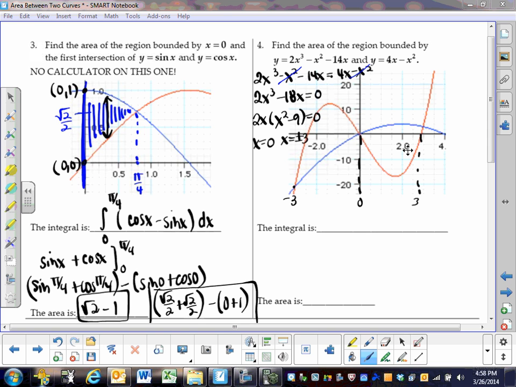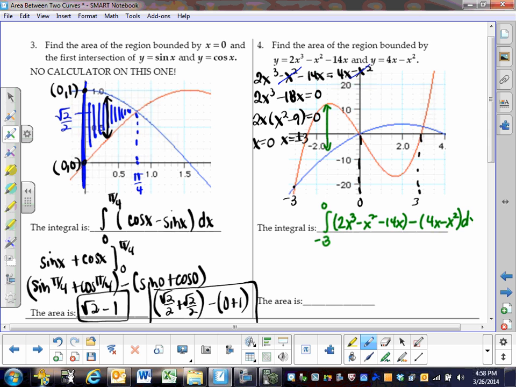Now this problem is a little different because we don't have one function winning the whole time. We're going to have to do this in pieces. So for the first piece, between negative 3 and 0, the height is determined by the cube minus the square. And again, the parentheses are absolutely necessary. First function minus the parentheses, second function. Plus, the area for the next part starts at 0 and stops at 3 is the square minus the cube.